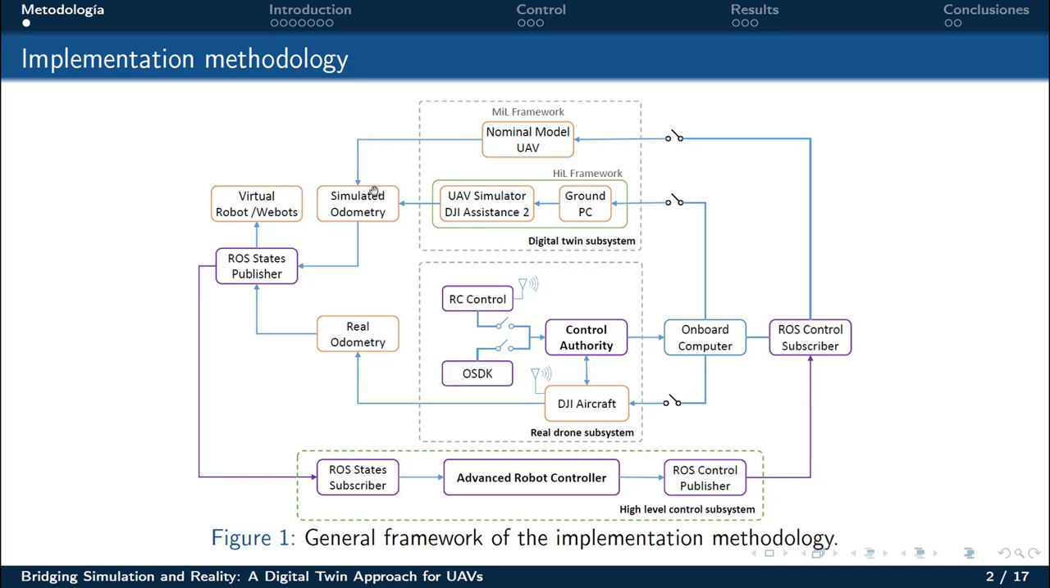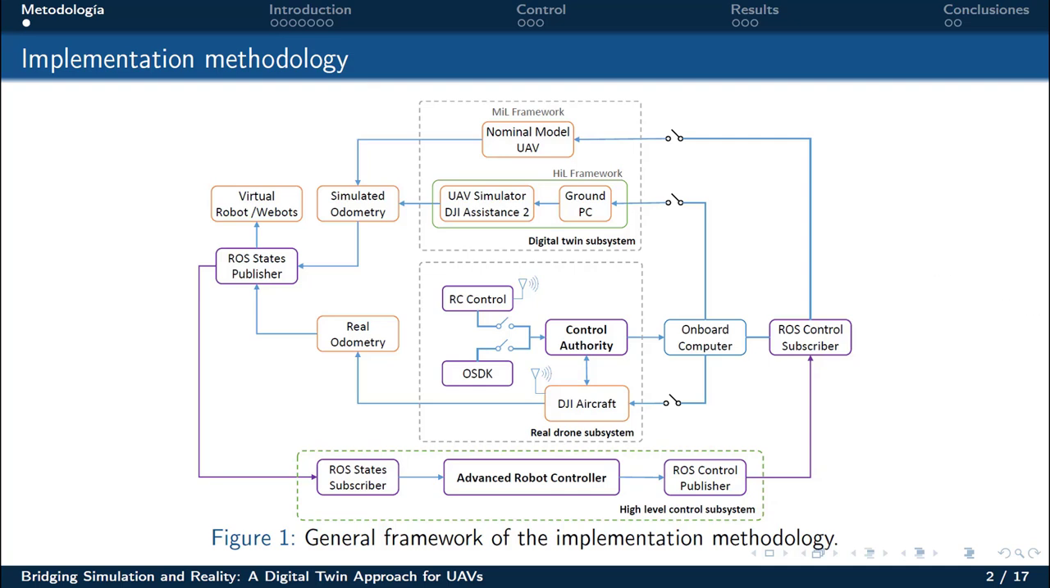In the digital twin subsystem, we use a nominal UAV model and an advanced simulator, such as DJI Assistant 2, to replicate real flight conditions. These tools allow us to evaluate performance before implementing the controllers on the physical drone. Finally, in the real drone subsystem, the physical UAV executes the controllers and collects experimental data.